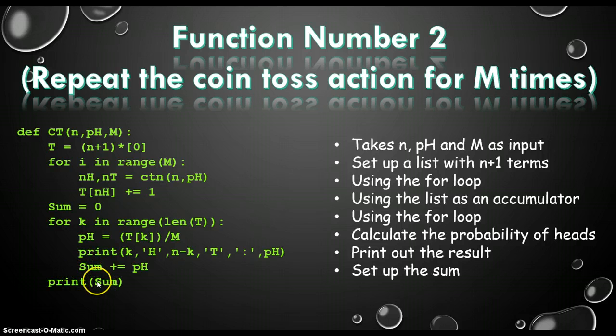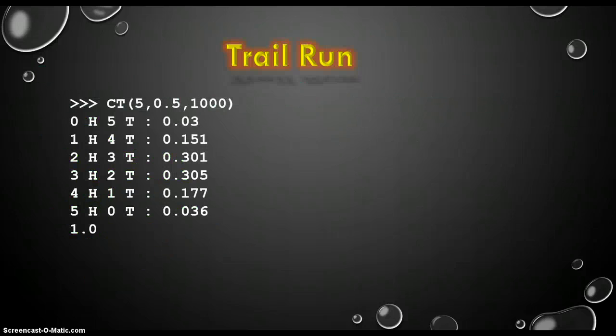It's just to make sure that all the probabilities of getting all of the combinations sum up to 1, and if it sums up to 1, then I know that my calculation was correct. And here's the trial run that I did earlier.